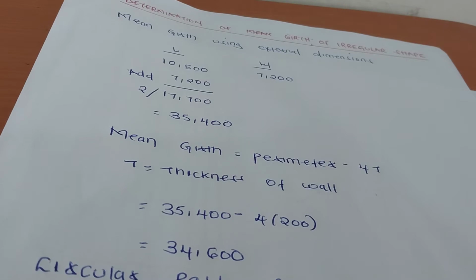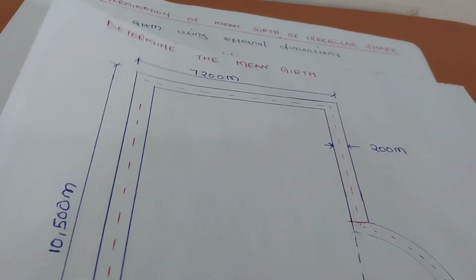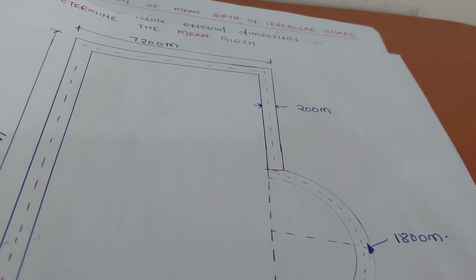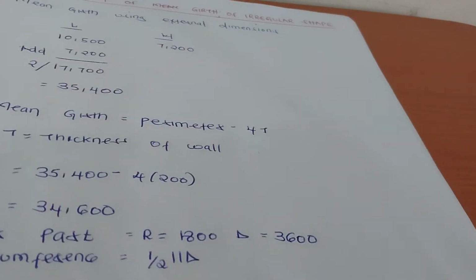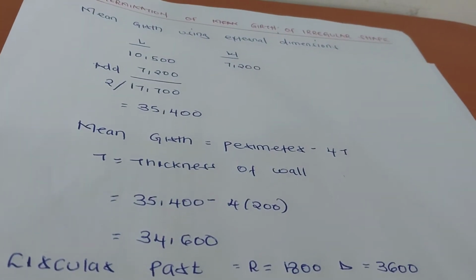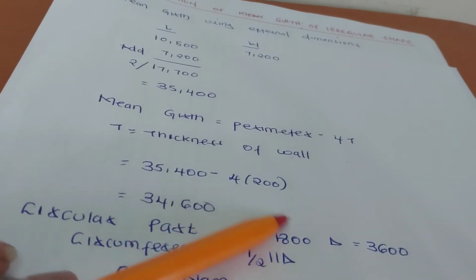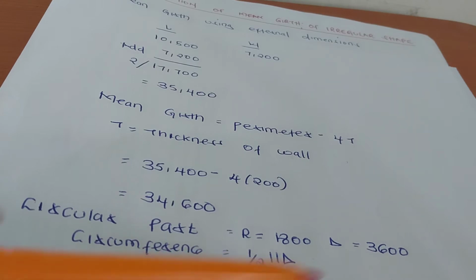Let's look at the circular part. We are given the radius to be 1800 millimeters. So our diameter will be twice the radius, that is 3600. Now this diameter is external. So we have to find the diameter. We said the diameter is 3600.